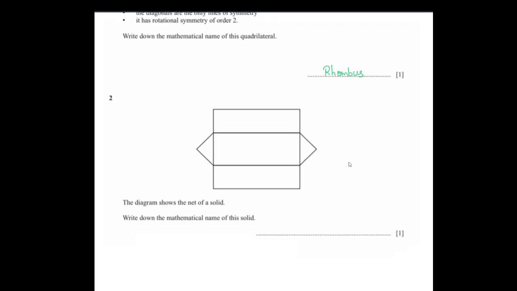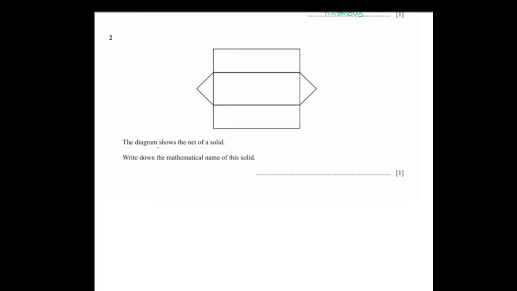Question number 2. The net is given here. The diagram shows the net of a solid. Write down the mathematical name of this solid. When you take this net and fold it, it will be a triangular prism. Question number 2 is done.